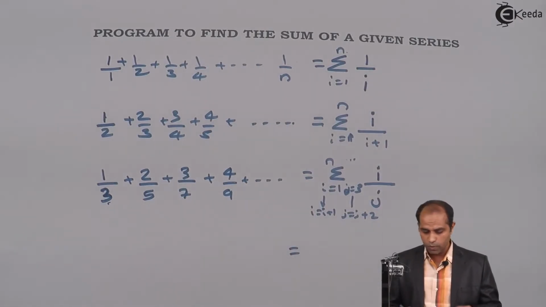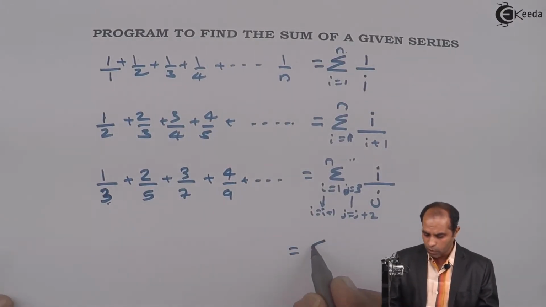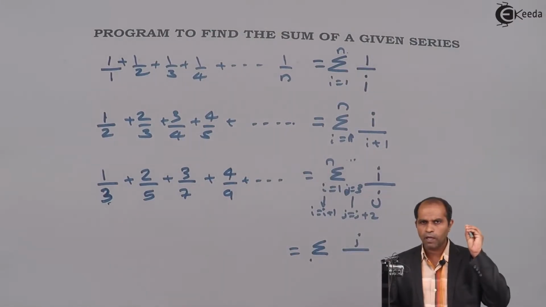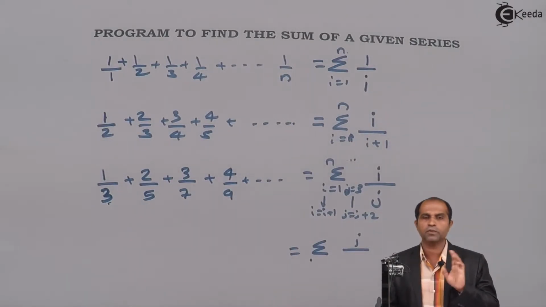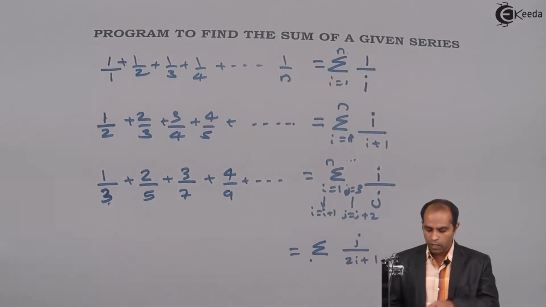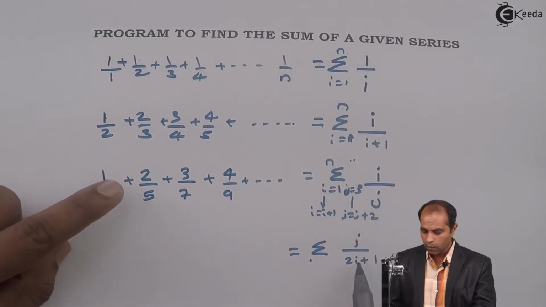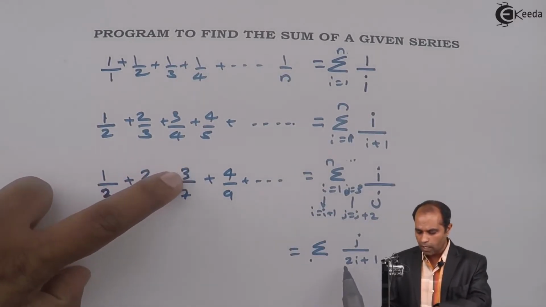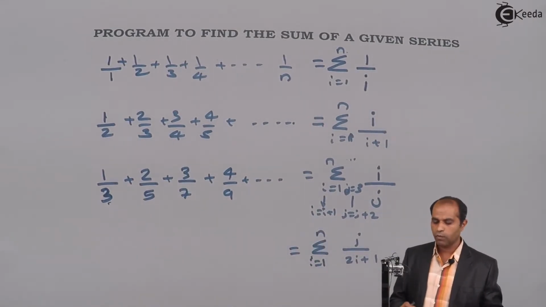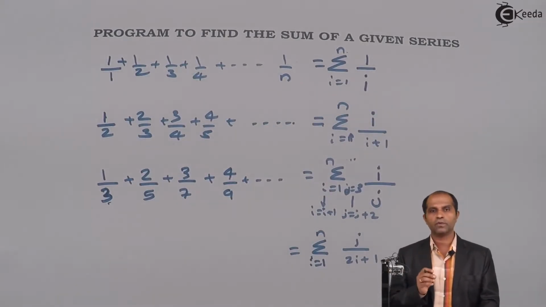Now, some intellectuals who have very good logical reasoning can express this as one term itself. So let me say summation, numerator changing, hence i, denominator. If you apply some thinking and reasoning to this example, you will be able to express this denominator as a numerator term. Your denominator term is 2i plus 1. When i is 1, 2 into 1 plus 1 is 3. When i is 2, 2 into 2, 4 plus 1, 5. When i is 3, 2 into 3, 6 plus 1, 7. So again, i will go from 1 to n, as summation of i divided by 2i plus 1.